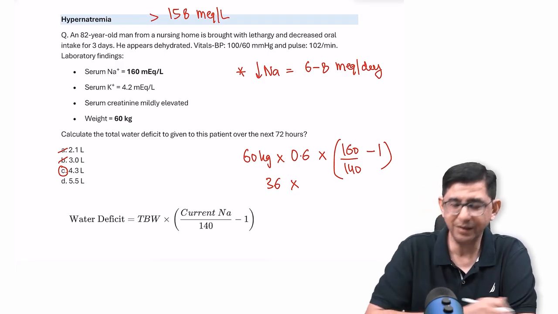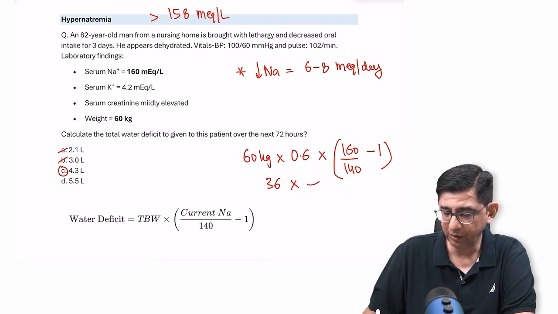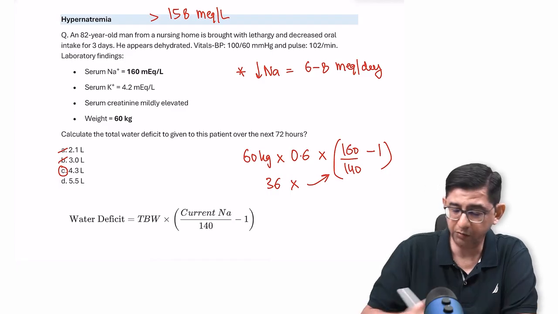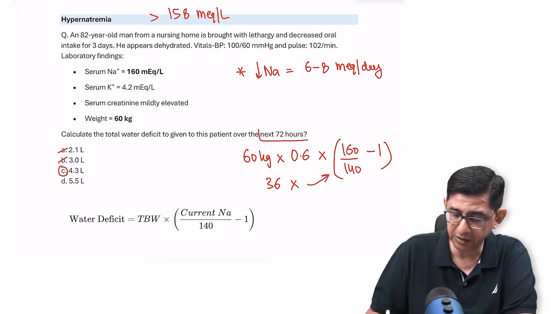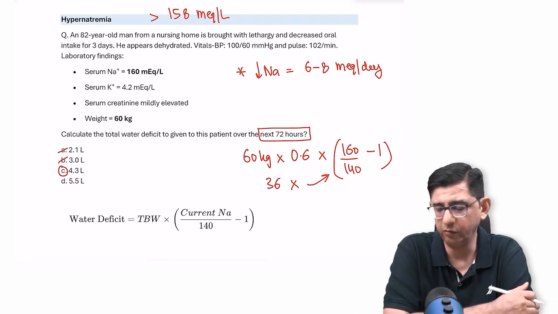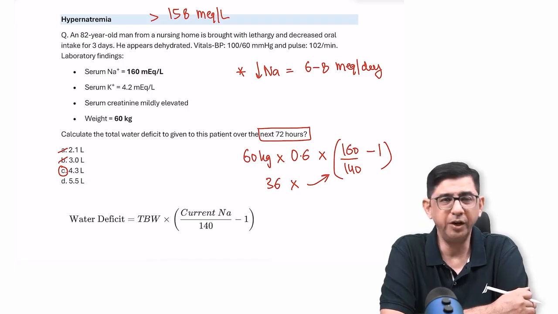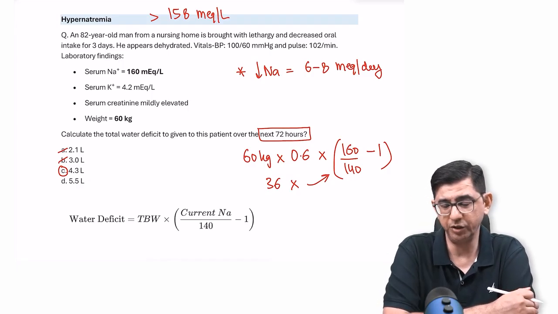But as I have explained to you, the mathematical correction that we are doing for this particular case is not to be given over the same day. It is over the next 72 hours that this fluid deficit or water deficit needs to be given to this patient. And usually hypernatremia occurs in geriatric age group patients.